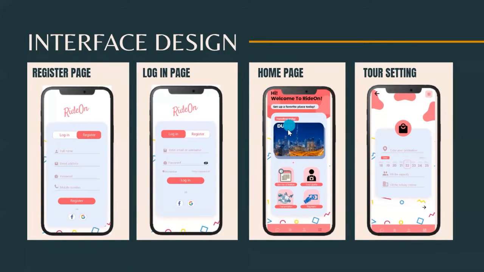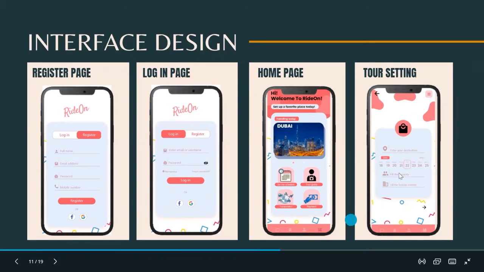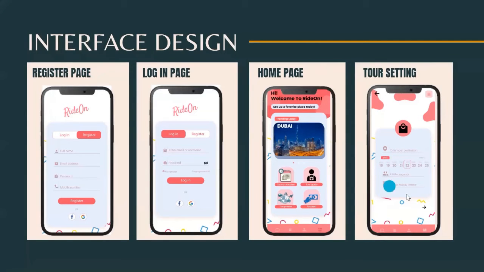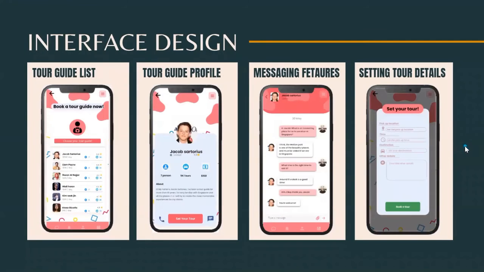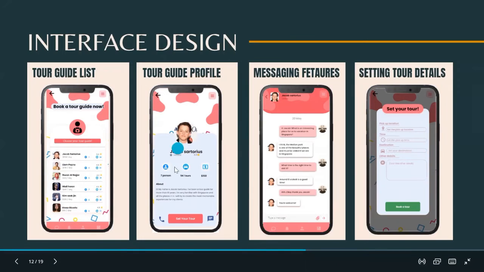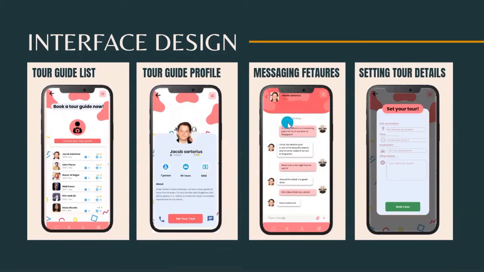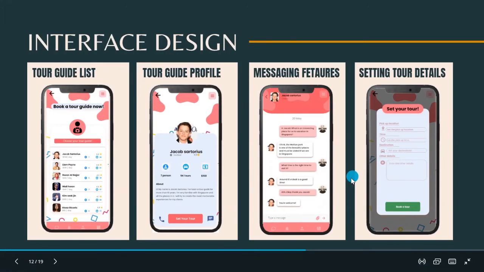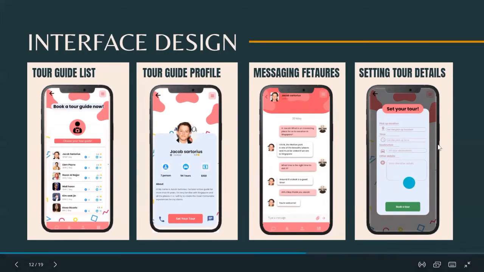Here there are a lot of features, and the user can also view what's trending today. Next is tour settings, which will prompt the user to fill in some information about the tour. Okay, next is the tour guide list. Here they can choose the tour guide that they prefer and continue with the tour guide profile. Next is the messaging feature page. And next is the setting tour details page, where the user must also fill in the details of their trip that they made before.